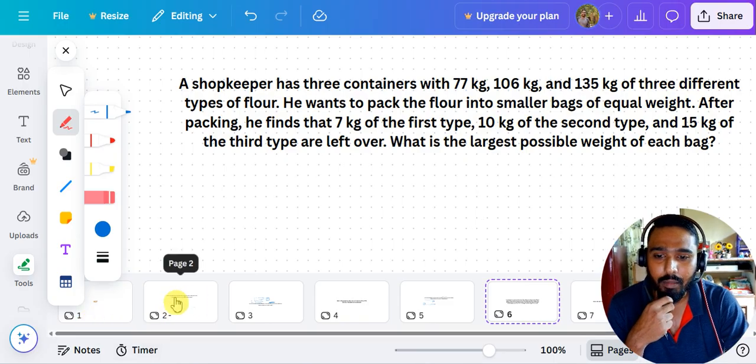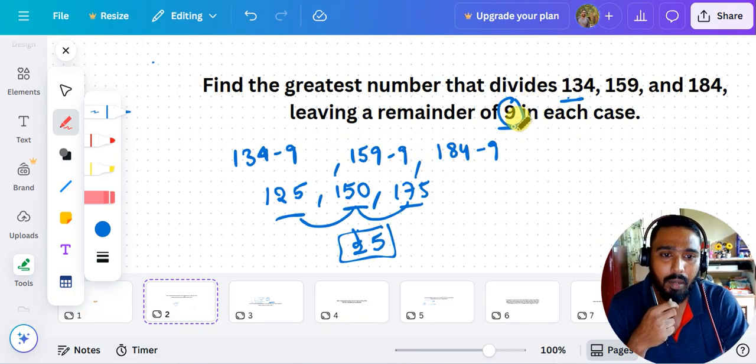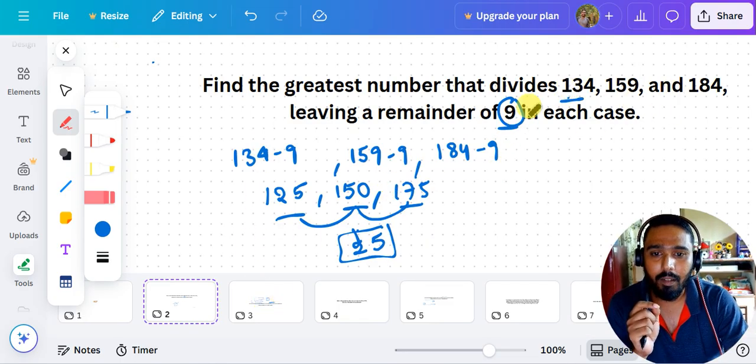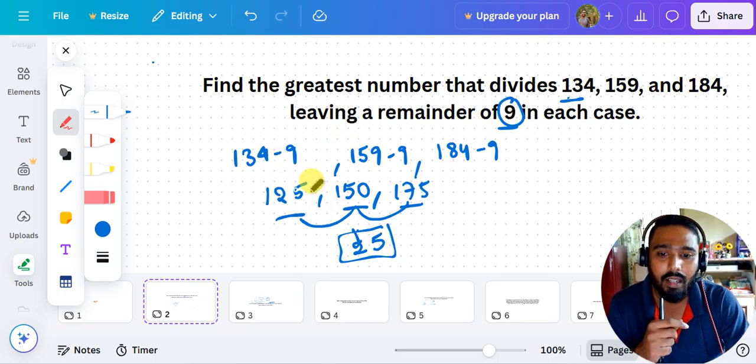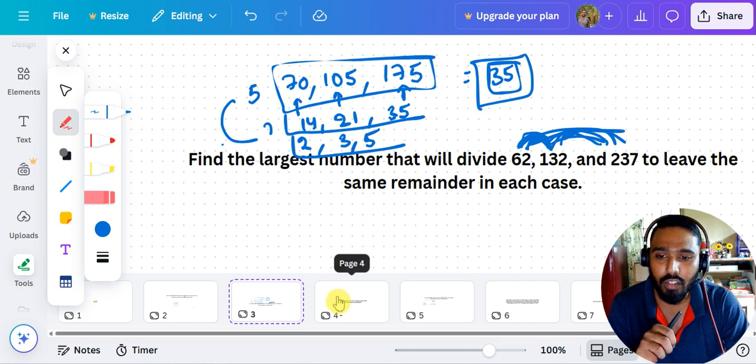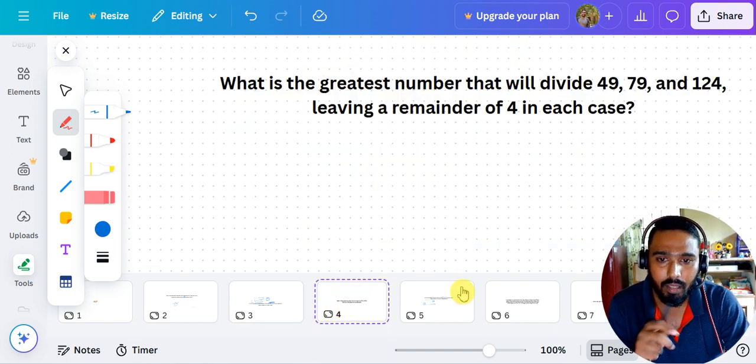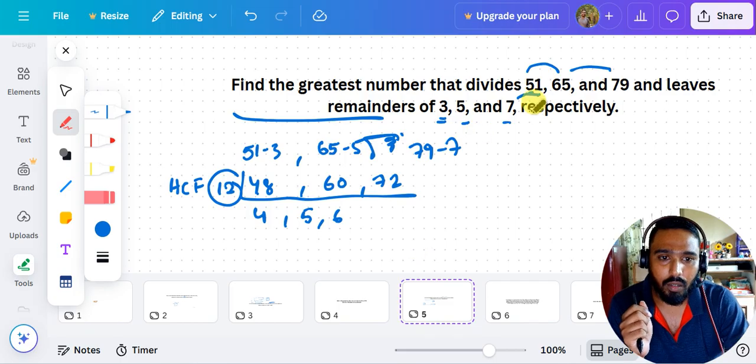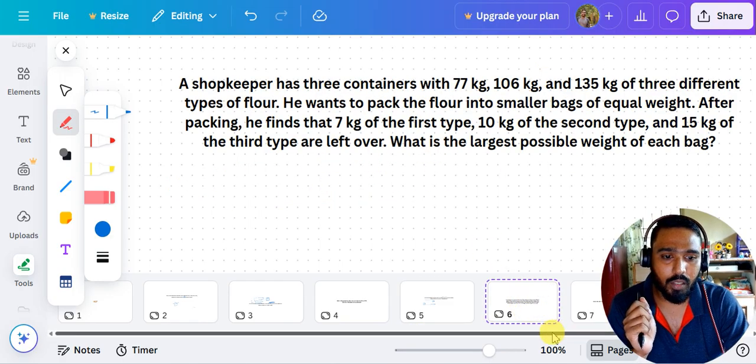All right, so 3 types of questions we have seen. When the same remainder is in each case and the remainder is given, you have to subtract the remainder and then take the HCF. Then when it is told that the remainder is the same but the remainder is not given, just take the difference of each of these numbers, you'll get 3 different numbers, and you take the HCF of those 3. Uske baad, this one I told you to do. Now here respective remainders are given, just subtract those remainders and take the HCF.